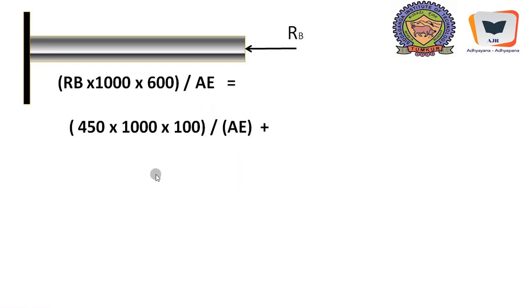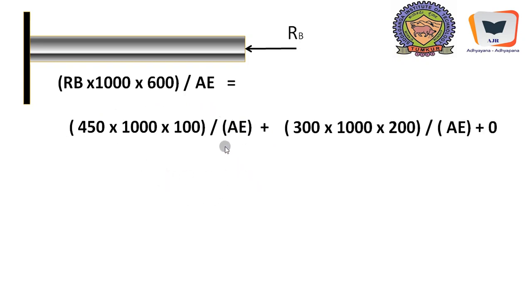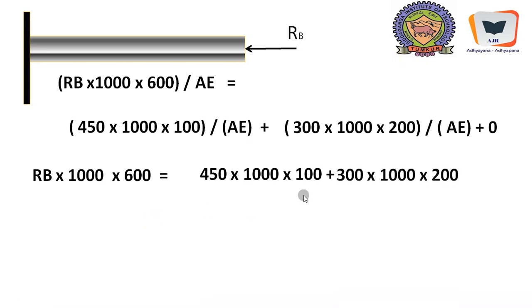equal to the elongation of the first portion and the second portion, and the last portion is 0 as we have computed. If you simplify this by substituting all the values, AE will get cancelled, because we will take it out as a common factor, 1 by AE. Therefore, in this problem there is no need to give us the value of A or the value of E, so they will cancel away.